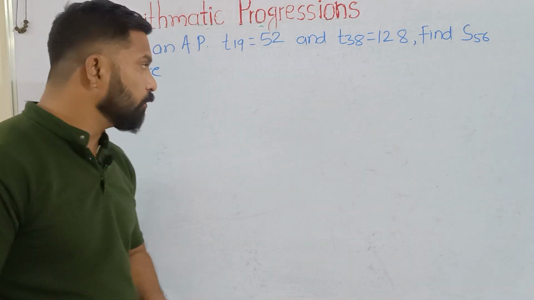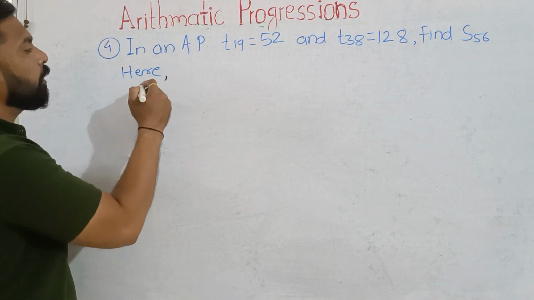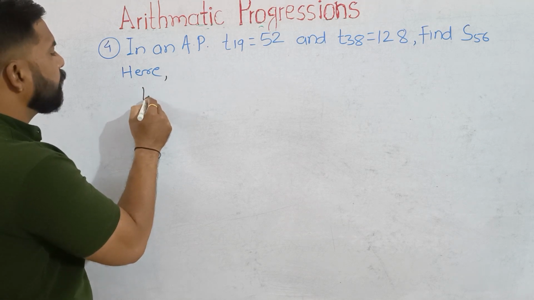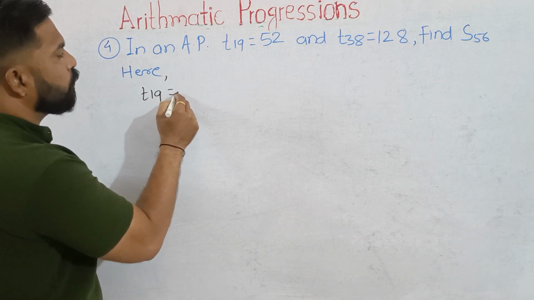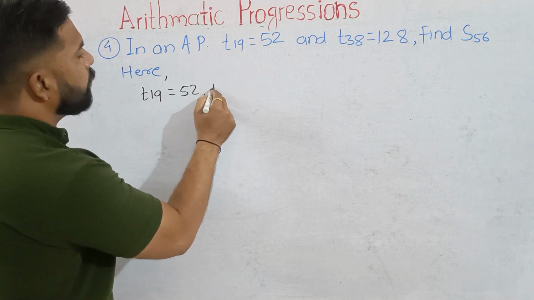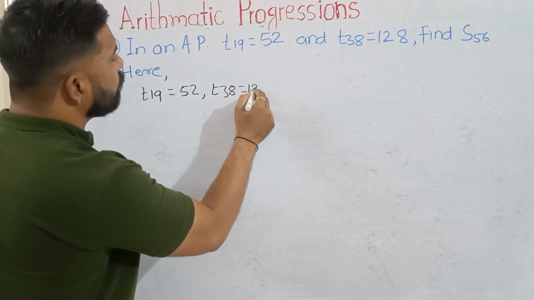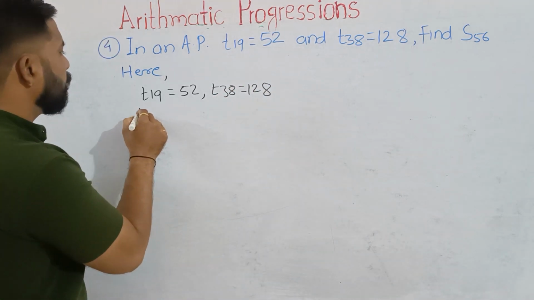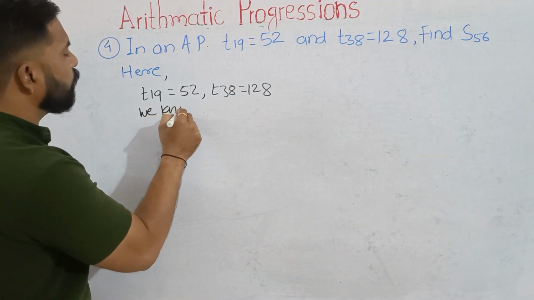Okay? Now, here what we have here, T19 is equal to 52 and T38 is equal to 128. We know. What we know, will you tell me?